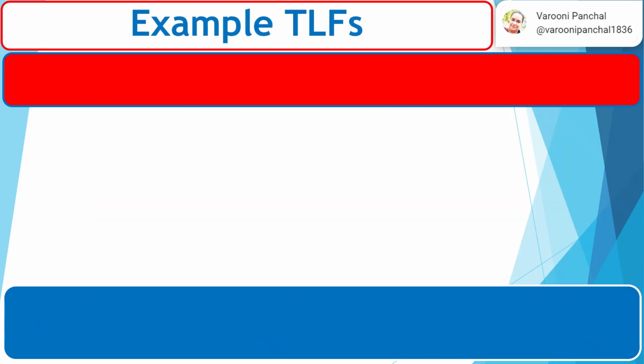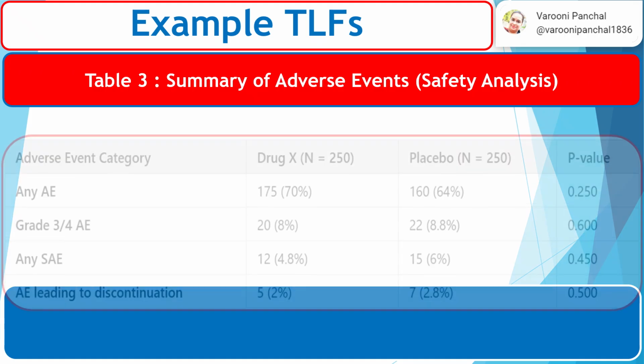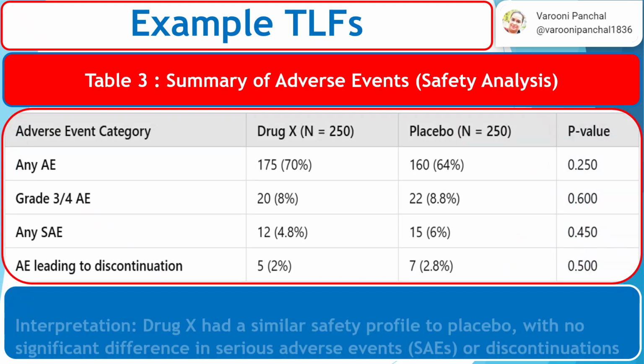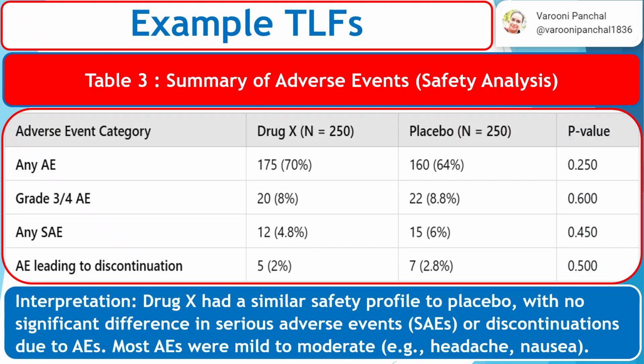Table 3. Summary of adverse events, safety analysis. Interpretation: drug X had a similar safety profile to placebo, with no significant difference in serious adverse events, SAEs, or discontinuations due to AEs. Most AEs were mild to moderate, e.g., headache, nausea.